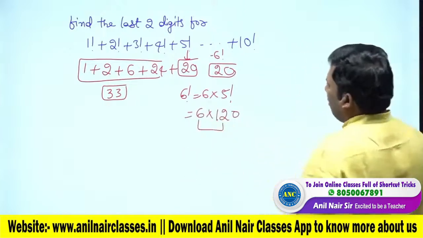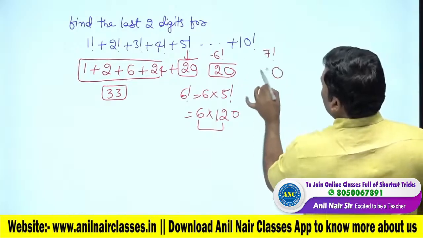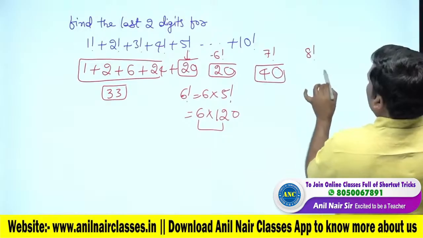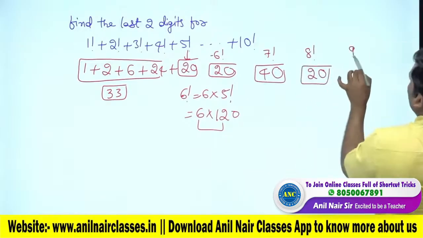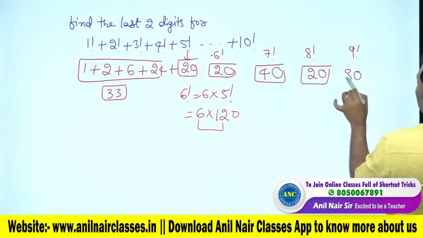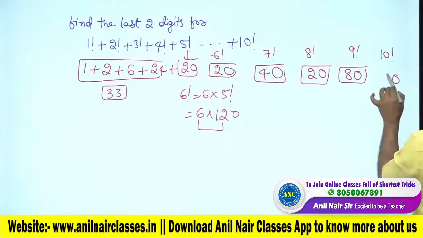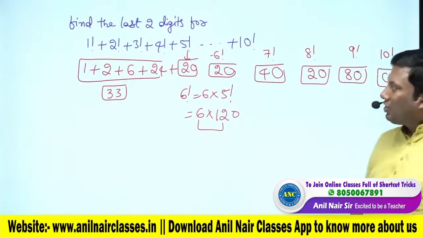6 into 2. Suppose I want 7 factorial. 7 into 2, it is 14, it is 40. 8 factorial, 8 fours are 32, it is 20. 9 factorial, 9 twos are 18. 10 factorial, 10 eights are 80. I hope you are understanding how I am doing the last 2 digits.